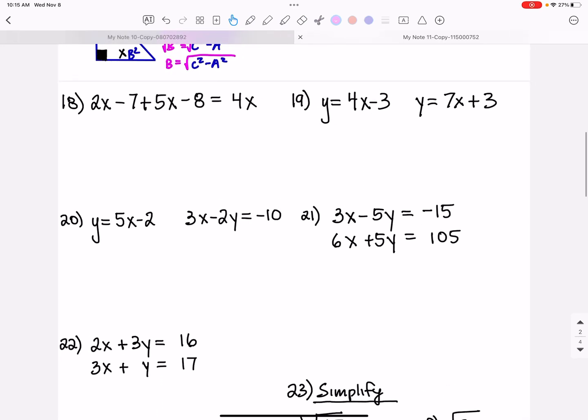Okay, guys, I'm going to do the last two pages. If you're in regular math, not in honors, the last page doesn't mean anything to you. Okay, this one, we just got to get in the habit of combining like terms before we even start anything.